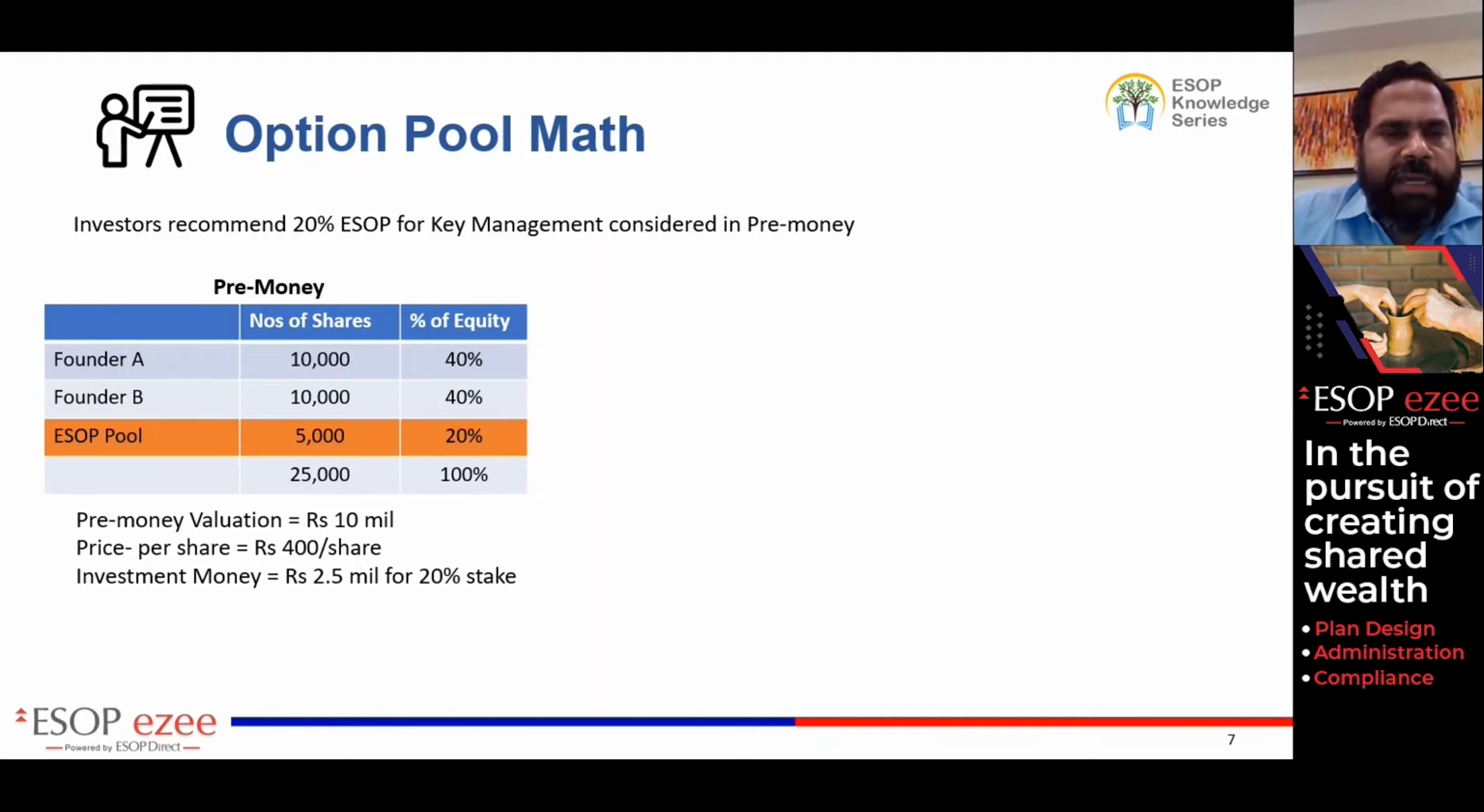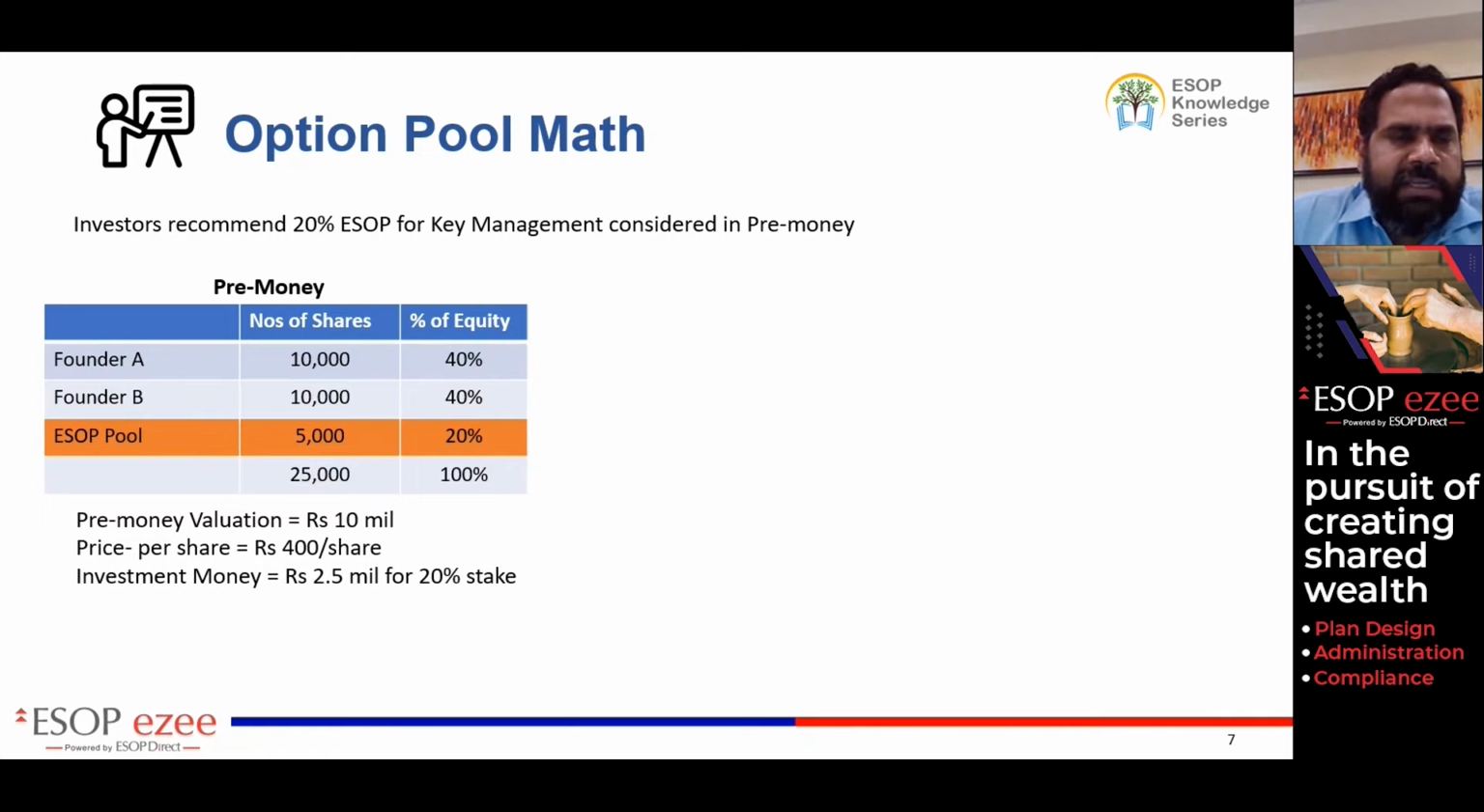Now, the valuation will remain as 10 million. This is the valuation pre-money of the company. The price per share will reduce to 400 per share because the base has expanded. The investment money remains the same, 25 lakhs for 20% stake, or 2.5 million for 20% stake. So that assumption continues to be the same.